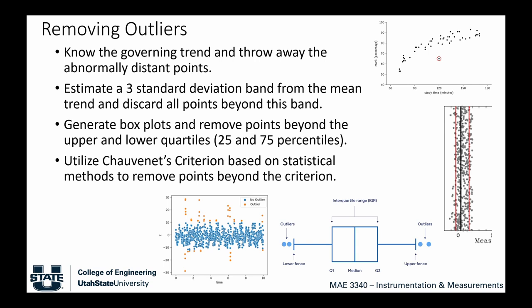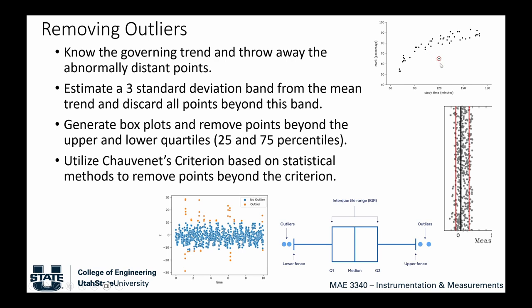There are a lot of different topics that we could cover here. I've narrowed it down to just 4 ways to remove outliers. You could know the governing trend and throw away abnormal distant points. You can see this trend, we've got something happening here, and we're like, well, this doesn't fit that trend. And so this is likely an outlier.